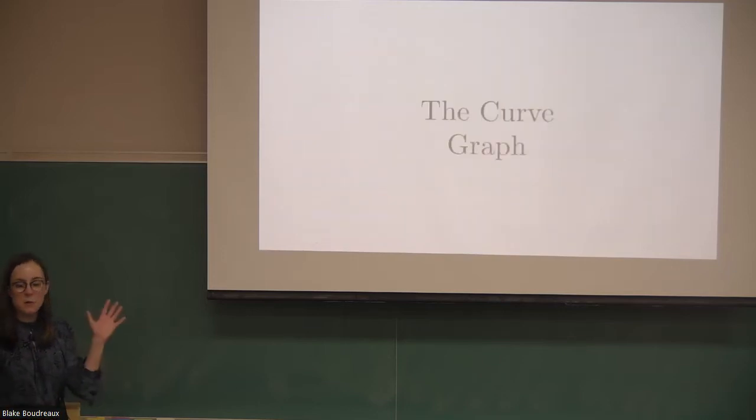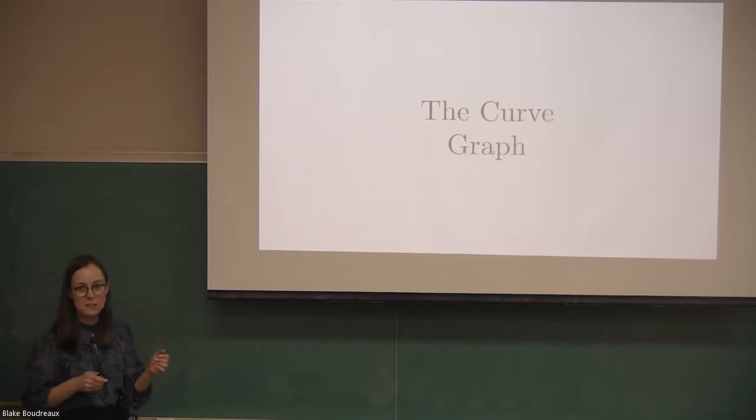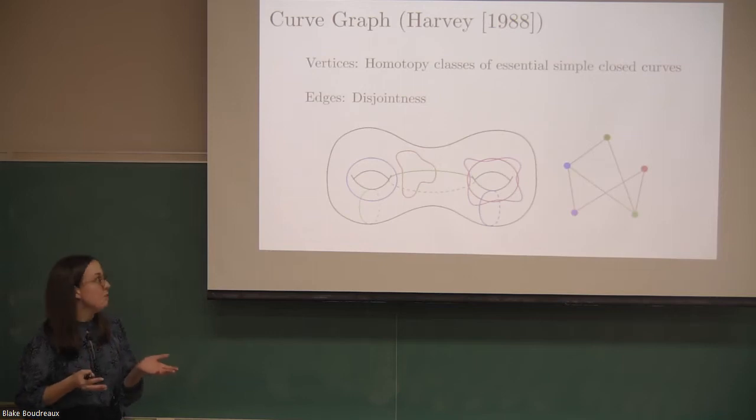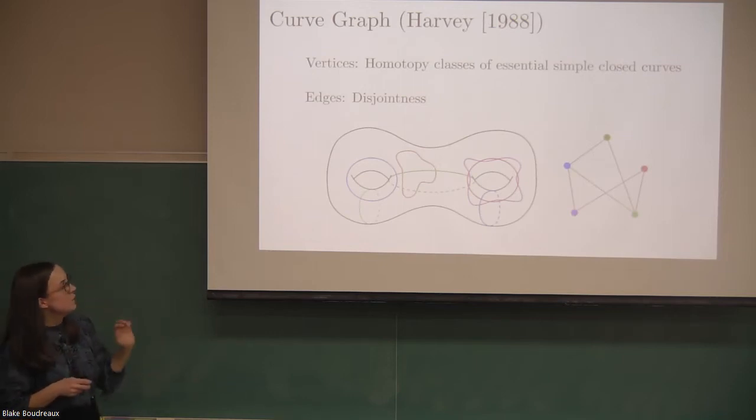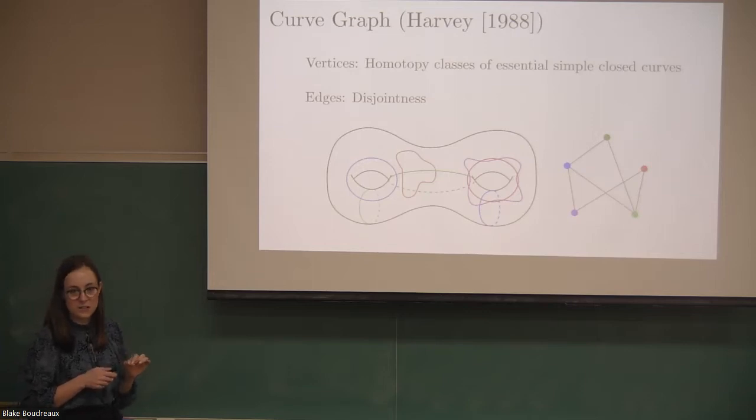So the next theme that I want to cover is this object called the curve graph. So the curve graph was defined by Harvey, and the vertices correspond to homotopy classes of essential simple closed curves on your surface. So let's go through all these words. The word simple here means that the curve is not going to self-intersect. So I was really nice, and all of the curves on my surface do not self-intersect.